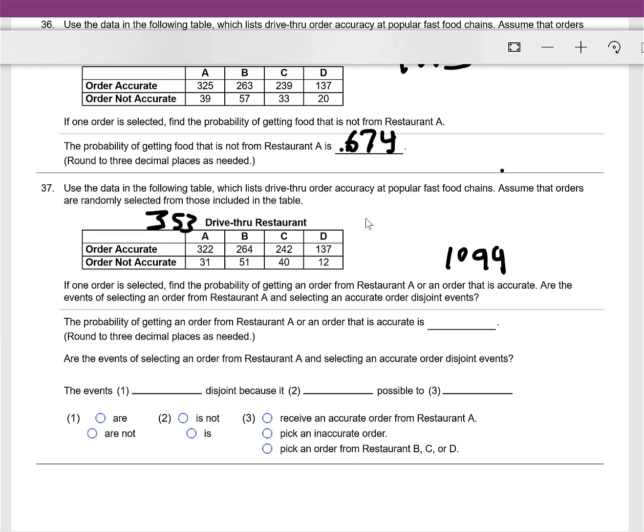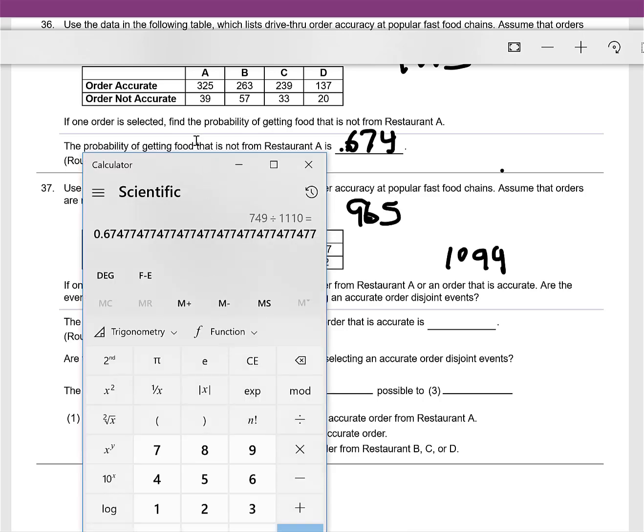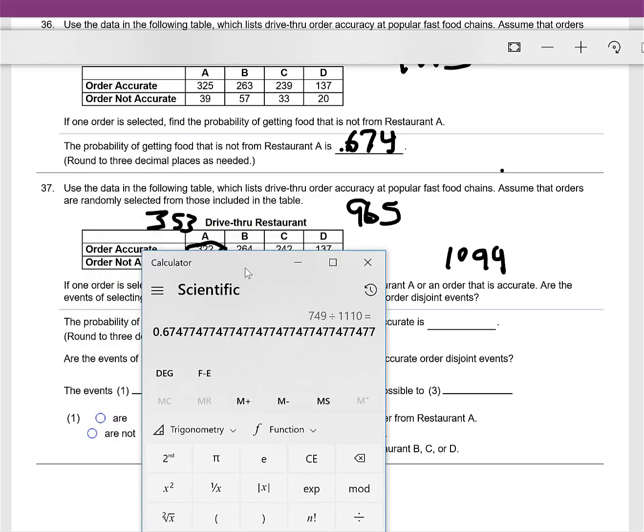And for accurate, it's 965. And then remember our formula for probability of A or B, and then you need to also consider the number here. So the probability of A or B is the probability of A plus the probability of B minus the probability of both. So what I need to do is take the total from restaurant A plus the total accurate and then subtract the number of orders that are both from A and accurate and then divide by the total. So let's put it down here.